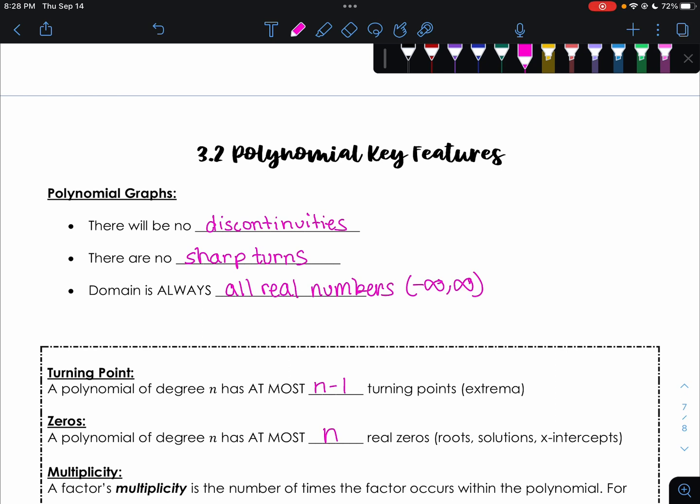So our line is a polynomial function, the linear function. So is the quadratic function, the cubic function. Those are all polynomials.